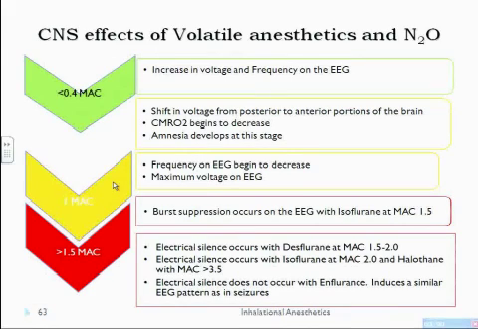So electrical silence does not occur with enflurane. It actually induces an EEG pattern similar to that seen in seizures. So again, if you want to have somebody isoelectric, enflurane is not the right agent to use. Isoflurane is a good choice, and so is desflurane. The downside to desflurane, of course, is that if you get too high a level with it, it starts increasing ICP pressures.